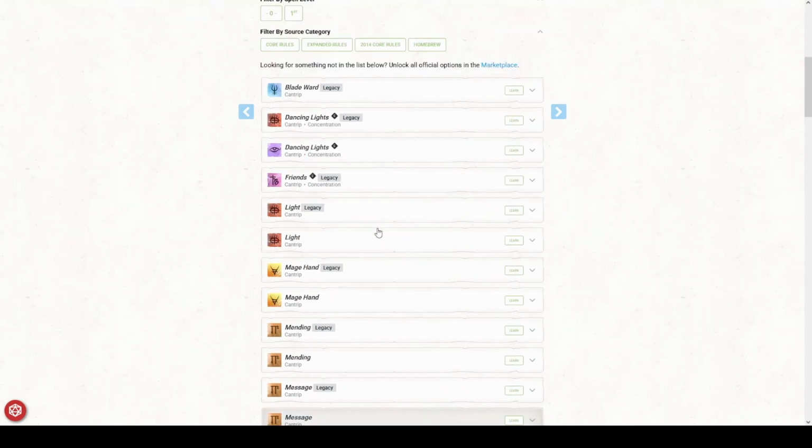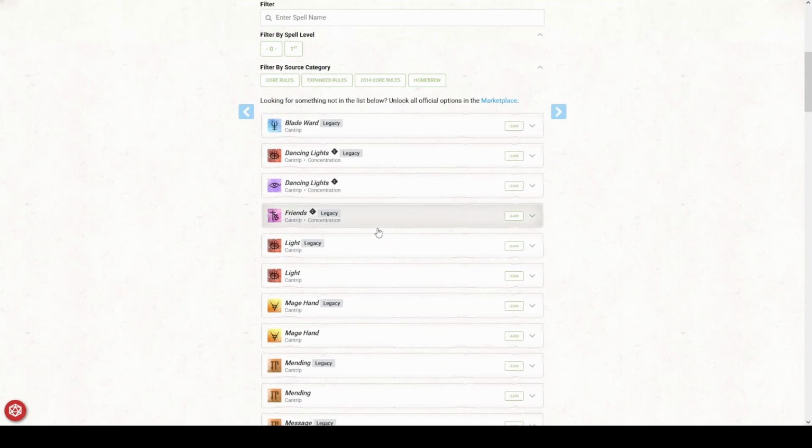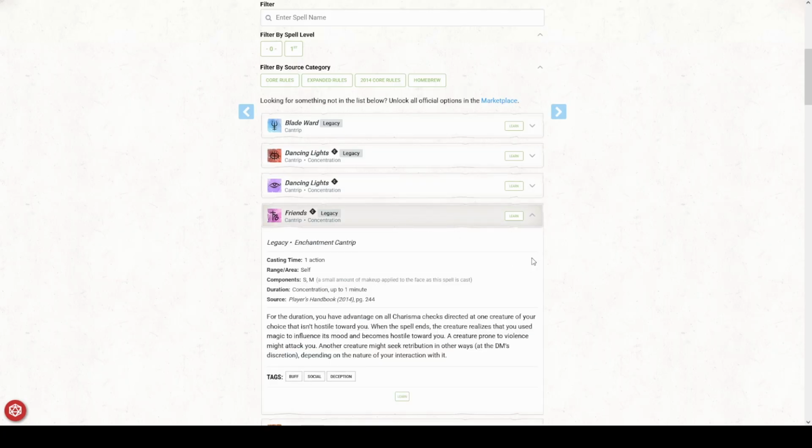So cantrips. Cantrips are spells that you can cast always. You never run out of the slots. There are no slots. You just know this spell. It's so easy to cast. It's just part of your features. For this guy, since he's a diplomat, we're going to pick Friends. This is an enchantment spell.